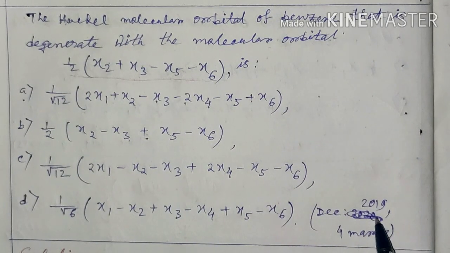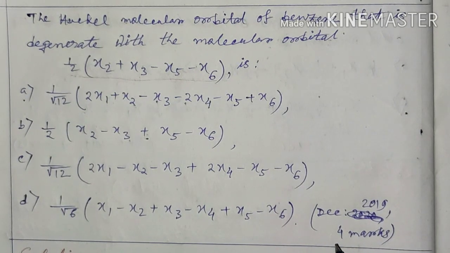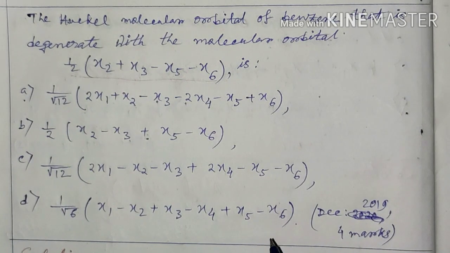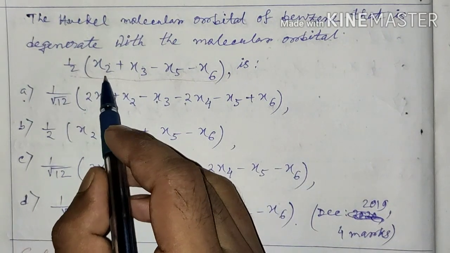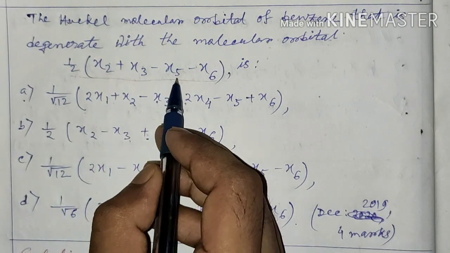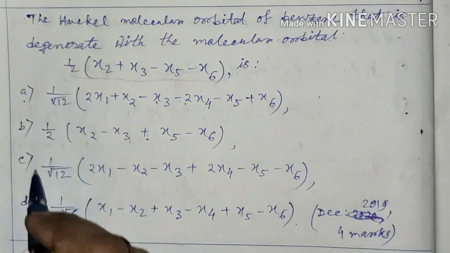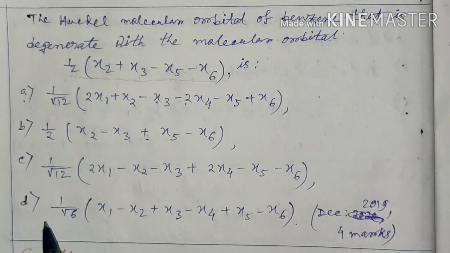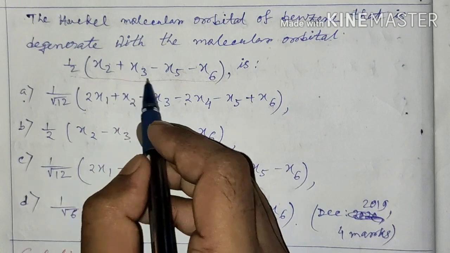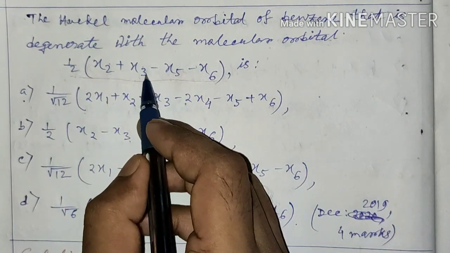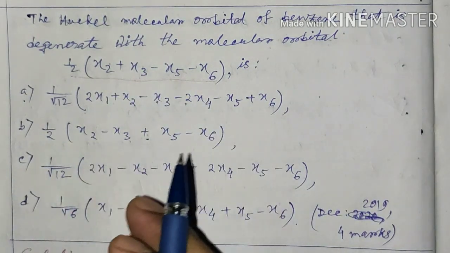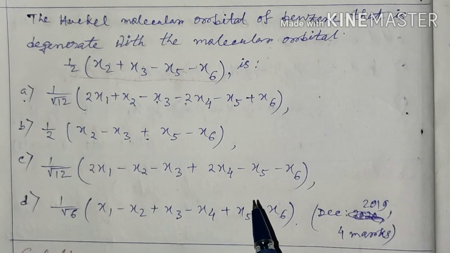The last question came in December 2019 for 4 marks. It is quite similar to the previously solved question of June 2019 on the allyl system. Here one molecular orbital of benzene is given. We have to find, from the 4 given molecular orbitals, which is degenerate with this molecular orbital. That means both molecular orbitals should have the same energy.